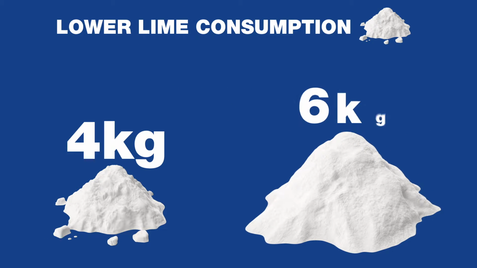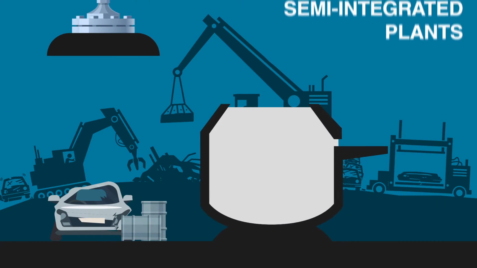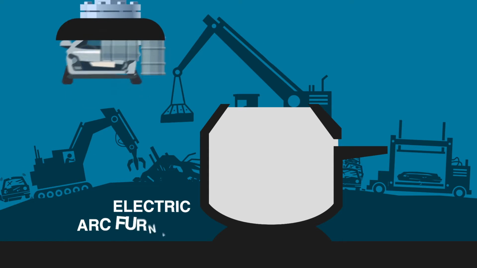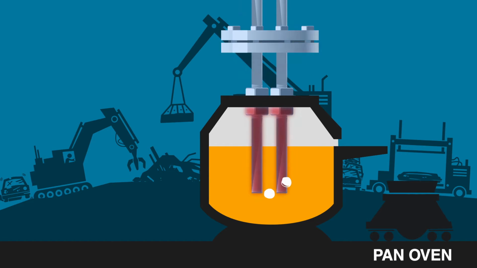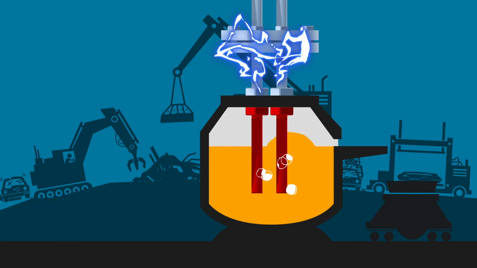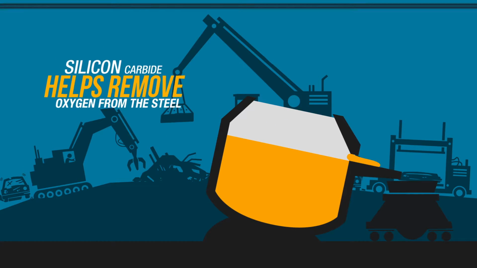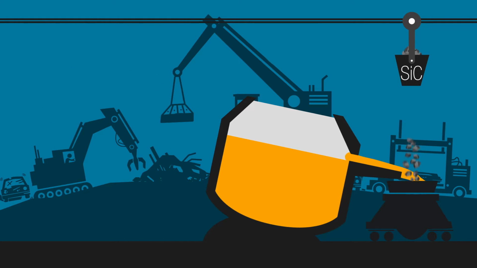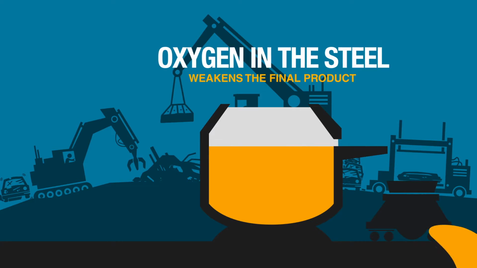In semi-integrated steel mills, steel is produced from scrap steel. This scrap is melted in an electric arc furnace and then transferred to a pan oven where the chemical composition of the steel will be adjusted. The silicon carbide is used in the transfer step between the furnaces in order to remove the oxygen from the steel. For some applications, the oxygen in the steel may weaken the final product.